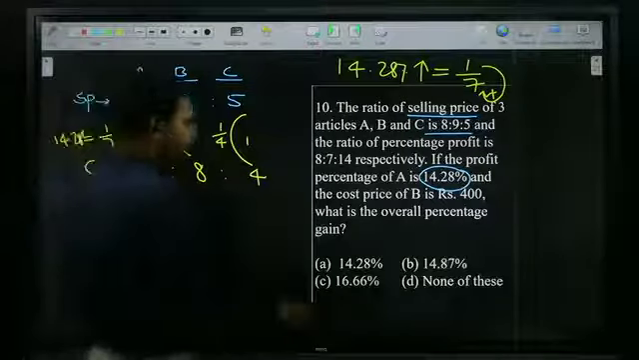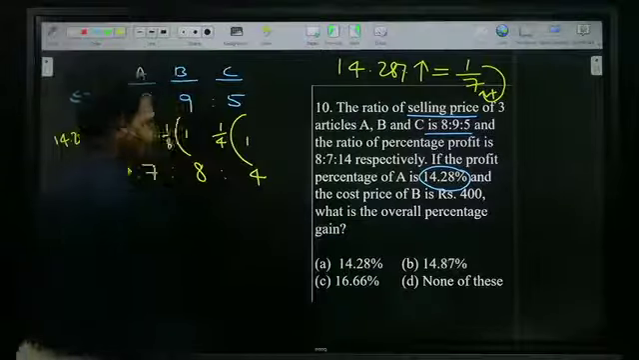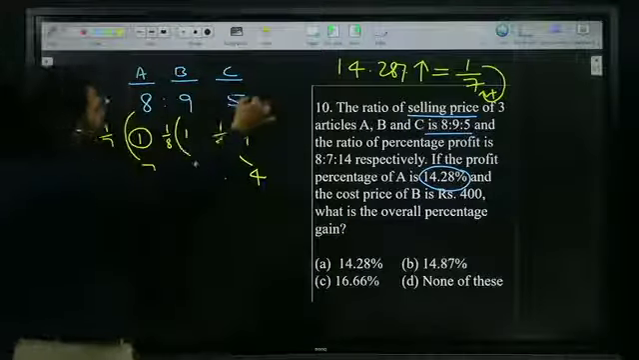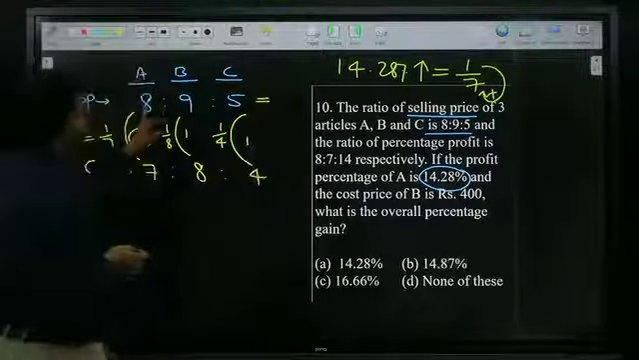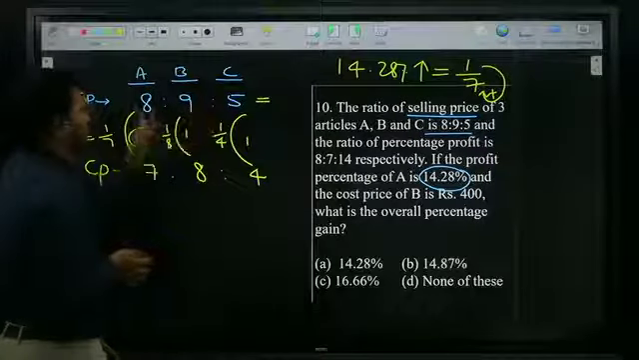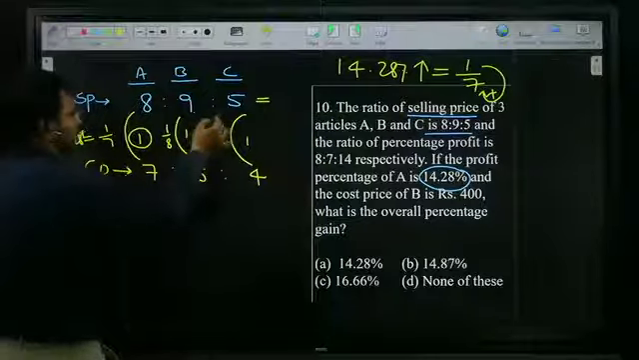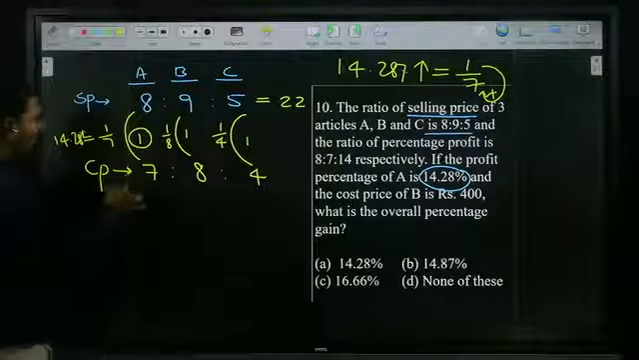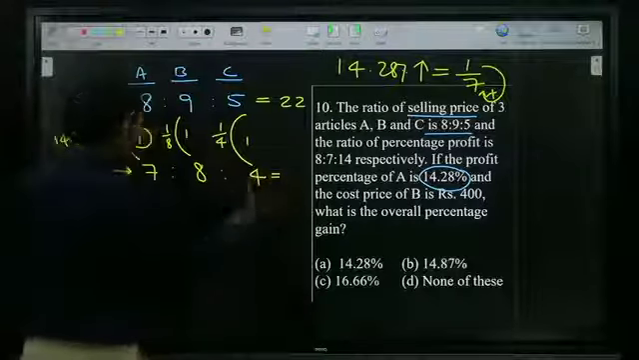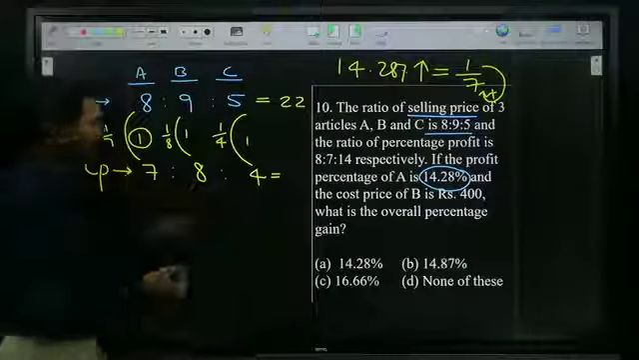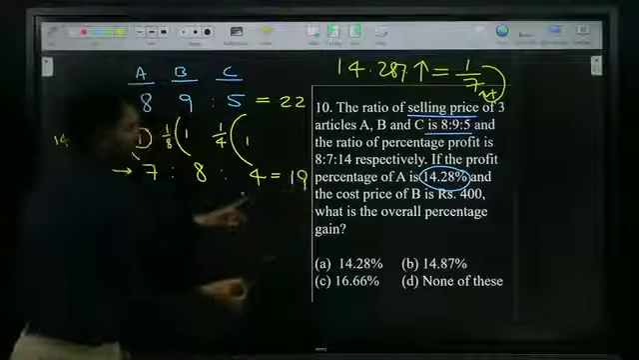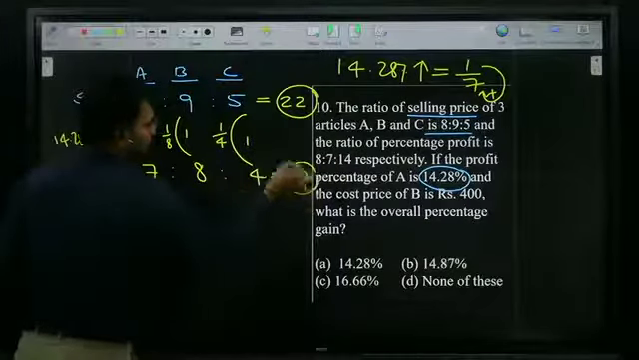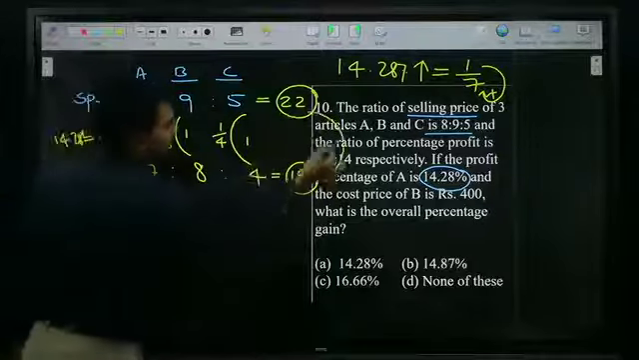Now what is the overall percentage of gain? Look at me, all of you. Overall selling price is 8, 9, 5: 8 plus 9 is 17, 17 plus 5 is 22. Overall cost price is 7 plus 8 plus 4, which is 19. Overall selling price is 22, so overall profit is 3.